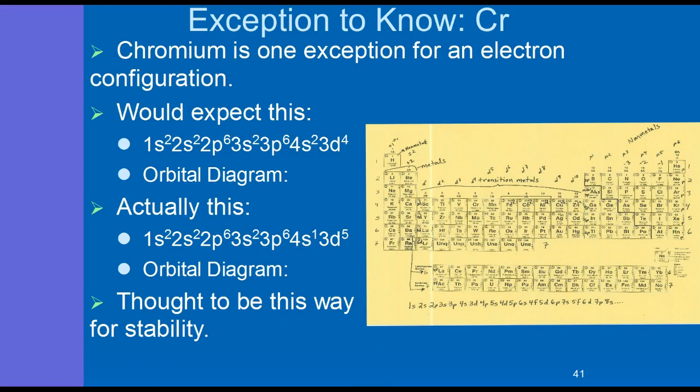So if you were to write the electron configuration for chromium, chromium is number 24, so you would assume you just keep adding electrons till you add up to 24. 1s2, 2s2, 2p6, 3s2, 3p6, 4s2, 3d4. But that's not what really happens. It actually is this: 1s2, 2s2, 2p6, 3s2, 3p6, 4s1, 3d5.